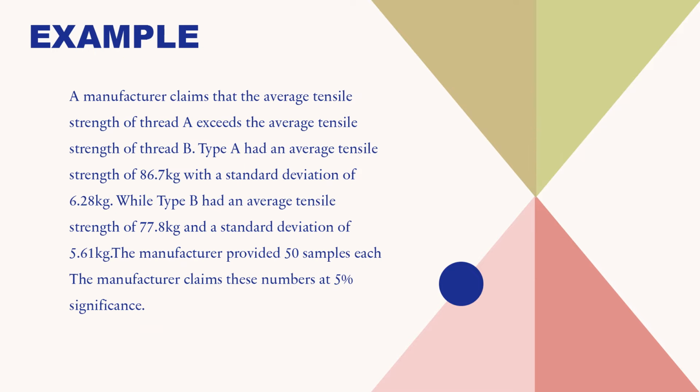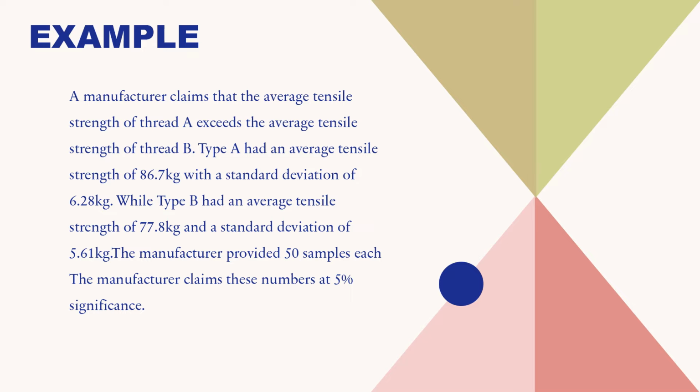So let's have this sample problem. Now, a manufacturer claims that the average tensile strength of thread A exceeds the average tensile strength of thread B. Now, type A had an average tensile strength of 86.7 kilograms with a standard deviation of 6.28, while type B had an average tensile strength of 77.8 and a standard deviation of 5.61 kilograms. Now, the manufacturer provided 50 samples each, and the manufacturer claims these numbers at 5% significance.